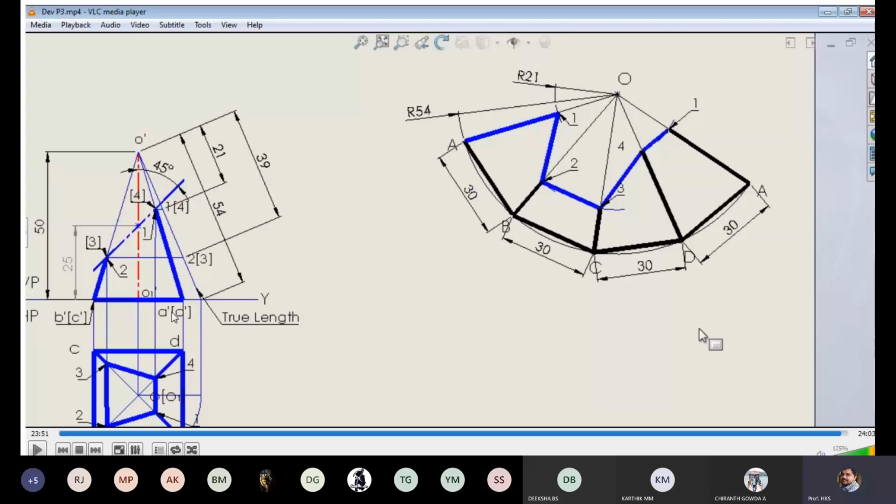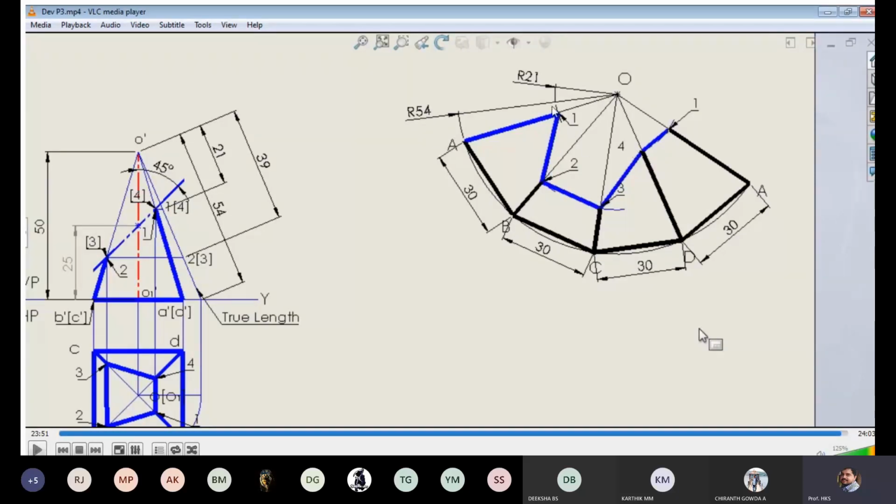That means on 3 to 2, sorry, on D to A, this is 1, and this is 39 on B to O. So B to O, from here to here it should be 39. Again, O to C, it should be 39. Then you are going to get these points 1, 2, 3, 4 and 1.